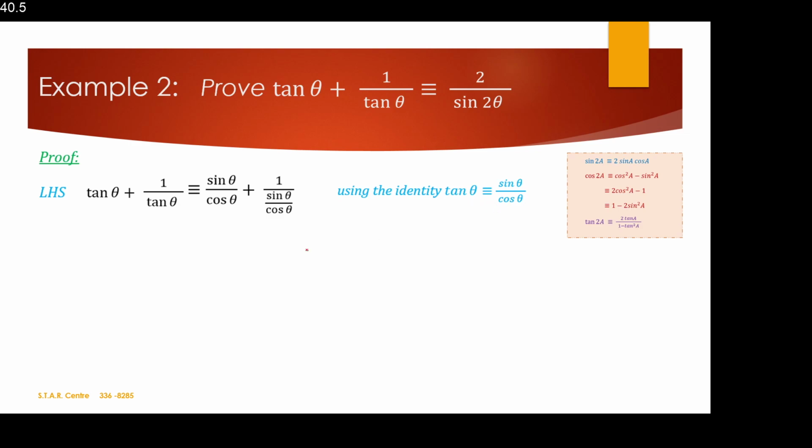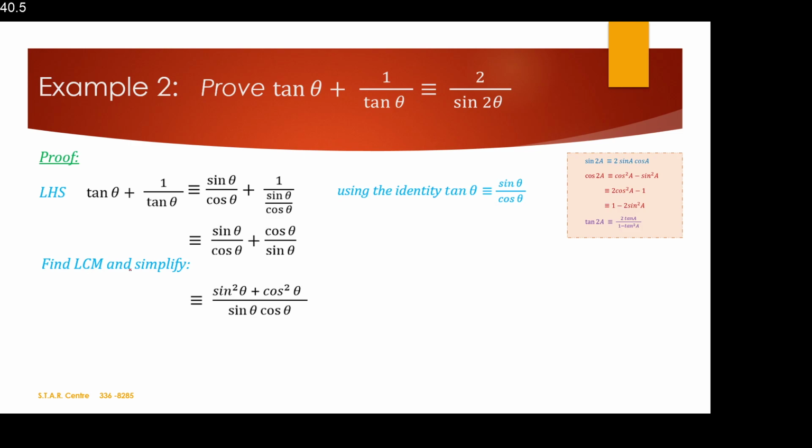Then our next step would be to simplify the second term, where I have 1 over a fraction, which is equal to the reciprocal of the fraction. So 1 over sine theta over cos theta is equal to cos theta over sine theta. The first term remains the same.